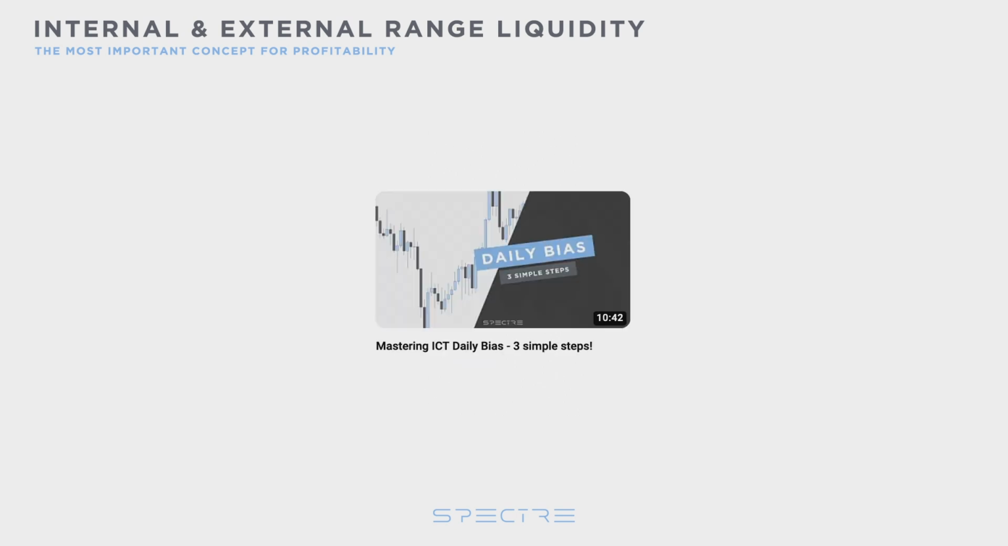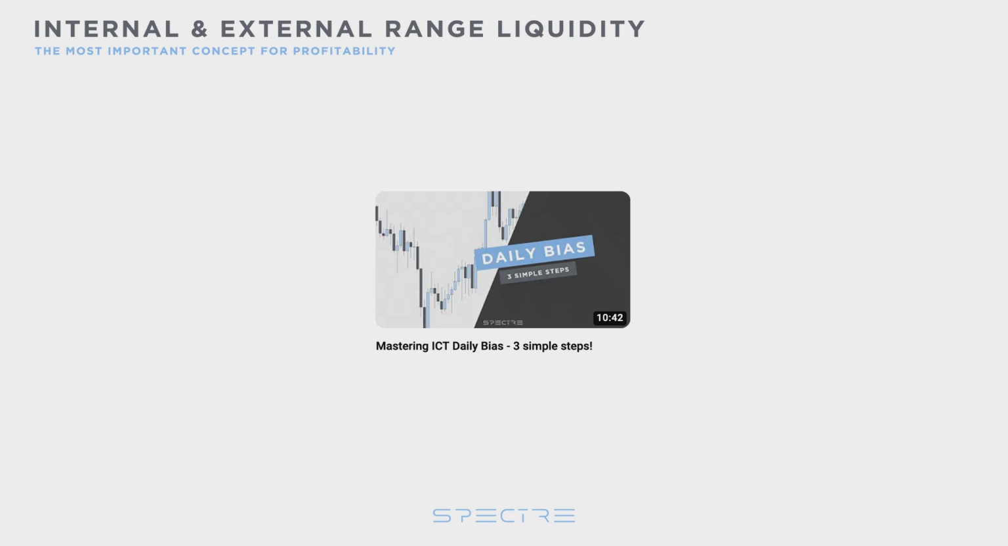Now, before we discuss the relationship between internal range liquidity and external range liquidity, it is highly advisable that you watch our daily bias video before this video. If you have watched the video, you will know that price has two functions. 1. Price will look to seek liquidity, and 2. It will rebalance any old inefficiencies.